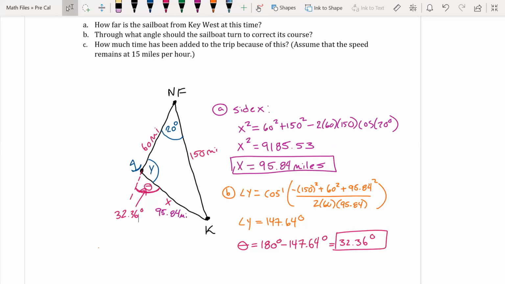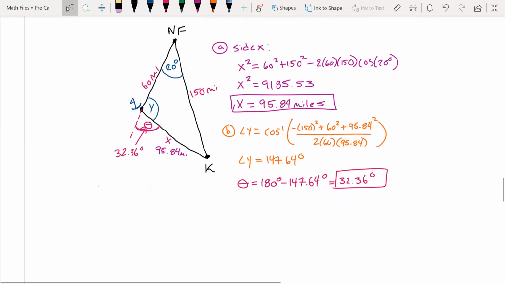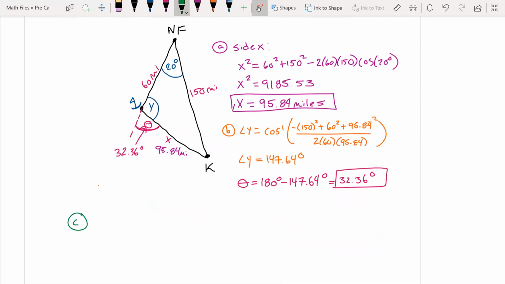Okay. And now C. How much time has been added to the trip because of this? Assume that our speed remains at 15 miles per hour. Okay, so we want to know how much time has been added. I'm getting a super messed up number. So then you're just going to take that 95 and divide it by 15. 95 divided by 15, what would that do for us? Okay, 15 miles per hour, right? That's not going to do it because we've traveled 60 miles so far, right? And now we have 95.84 miles to go.